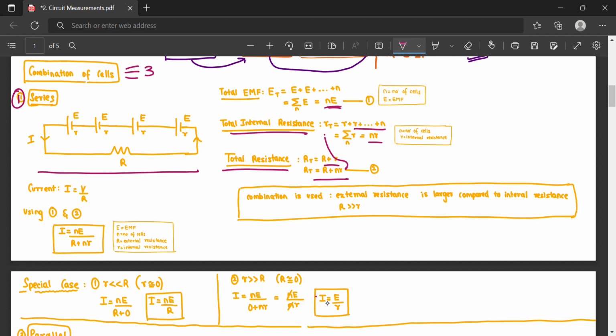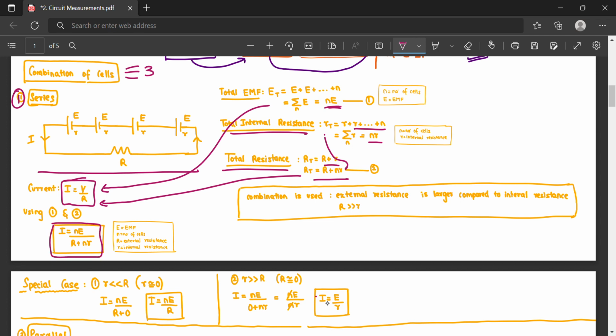On substituting using Ohm's law, I is equal to V/R, where V is equal to NE and total resistance is equal to R plus Nr, as this is the formula which we will be getting. And when is this combination used? This combination is used when external resistance is larger compared to internal resistance.